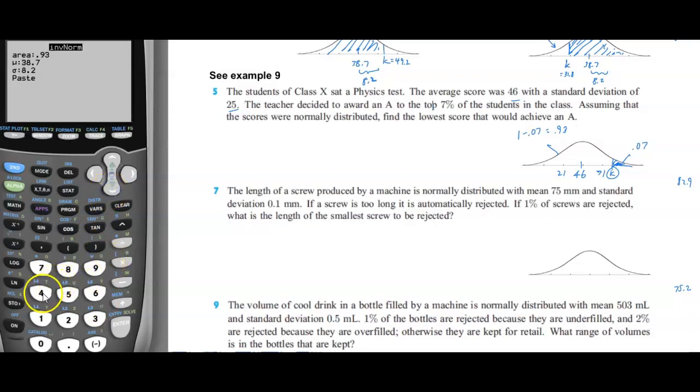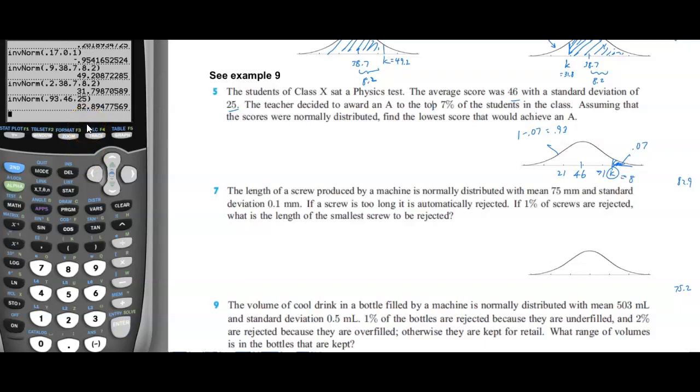Of course, the mean is now 46 and the standard deviation is 25. And then we hit paste and enter, and the answer is 82.9. So the K value here is 82.9. That is the lowest score that would achieve an A.